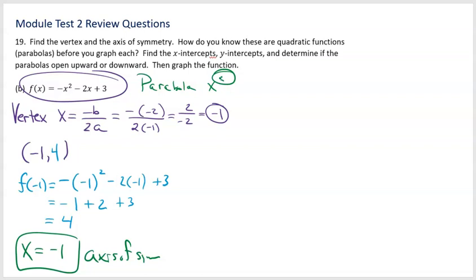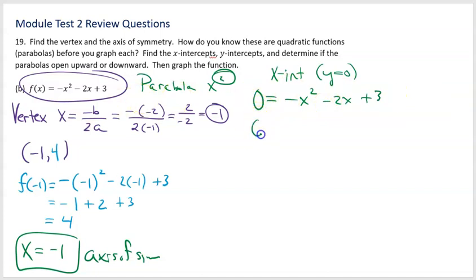So let's do x-intercept next. So the x-intercept, that's the worst of all the calculations to me. You set y equal to 0 and solve. So I have 0 equals negative x squared minus 2x plus 3. Now you really shouldn't use the quadratic formula with a negative leading coefficient. So I'm going to multiply everything by negative 1.